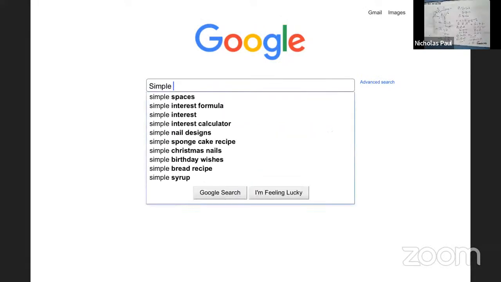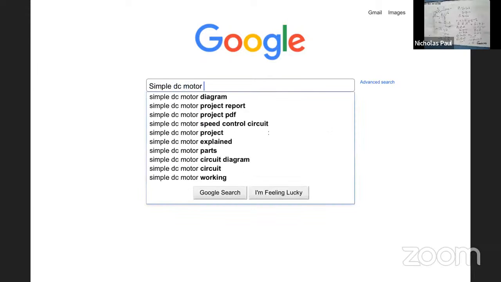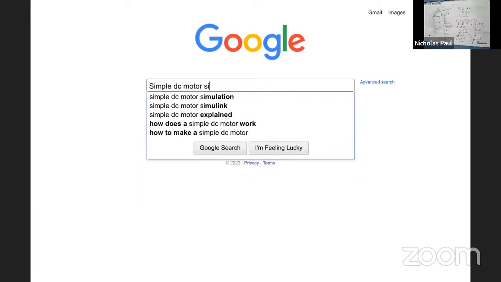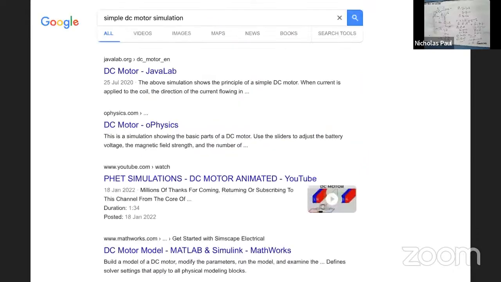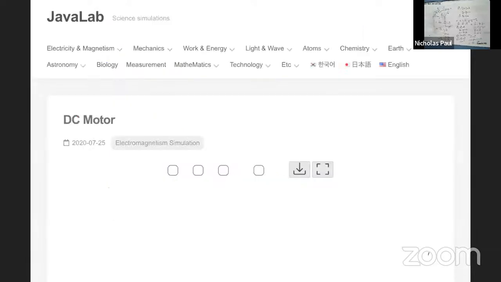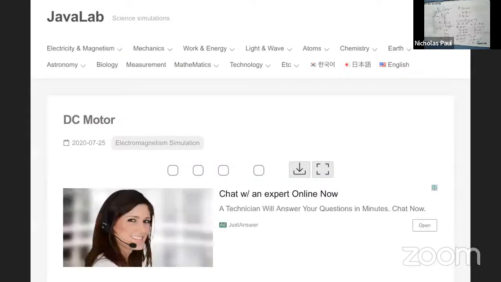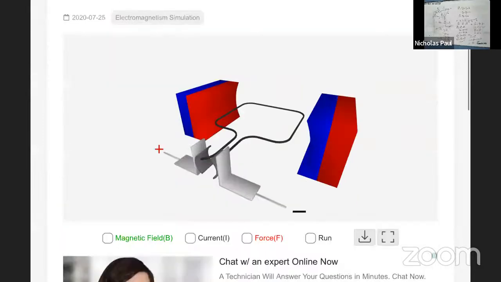Let's take a look at a simple DC motor. Java Lab had a good one. Right, so watch this here. If you look here, we have a simple DC motor. A simple DC motor comprises a magnet. This is one pole. Those are your magnetic poles there, the red and the blue. One is north and one is south.